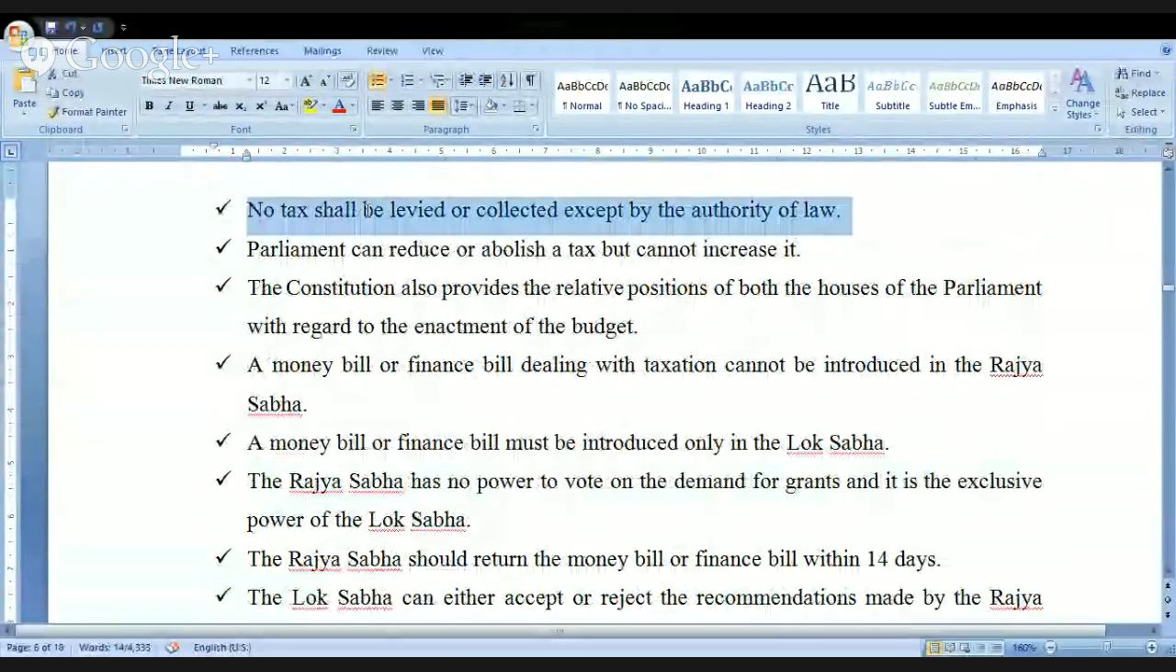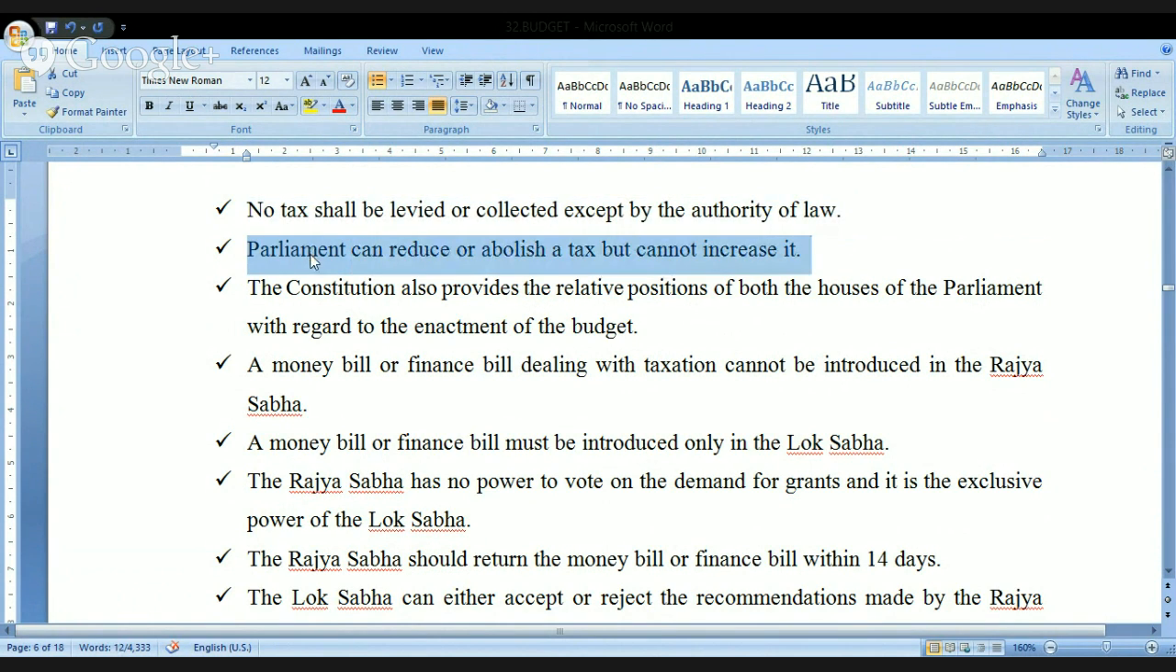No tax shall be levied or collected except by the authority of law. Levied in the sense imposed. Collection means collecting from the people. No tax shall be levied or collected except by the authority of the law. Without a law, law means what? Introduce a bill, pass a bill, president will sign, then only it will become a law. Only after making it a law, then you will be collecting the taxes. Next, Parliament can reduce or abolish a tax, but it cannot increase it. Very important one. Parliament has every right to demand for the reduction of a tax. It has every right to demand for the abolition of a tax. But the Parliament cannot increase the tax.